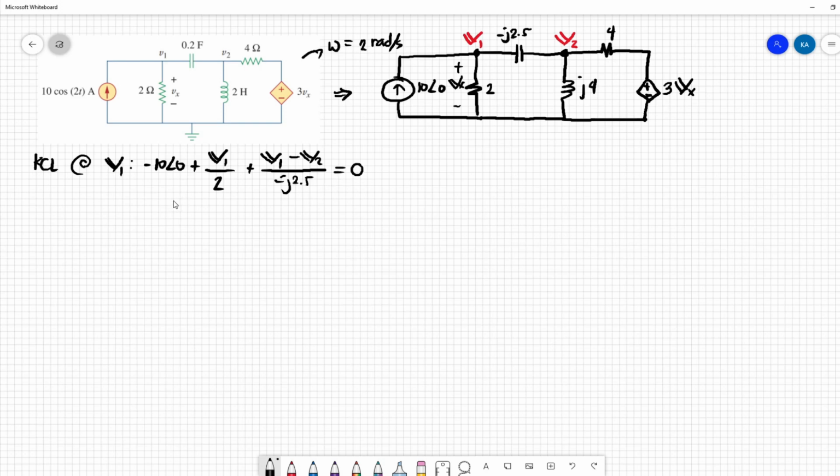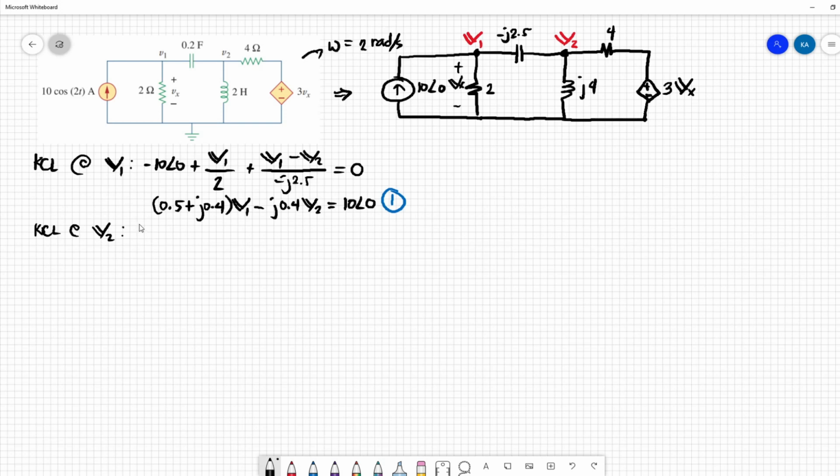Now rearranging and combining like terms, we have 0.5 plus J 0.4 times V1 minus J 0.4 V2 equal to 10 angle 0. We have our equation number 1. For equation number 2, apply KCL at node V2.